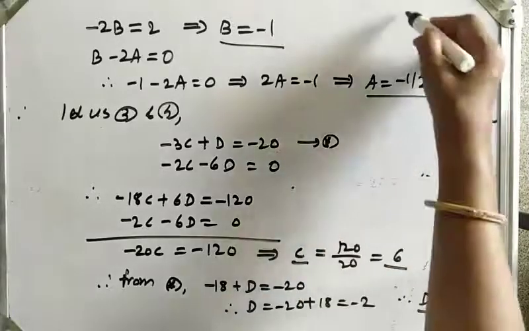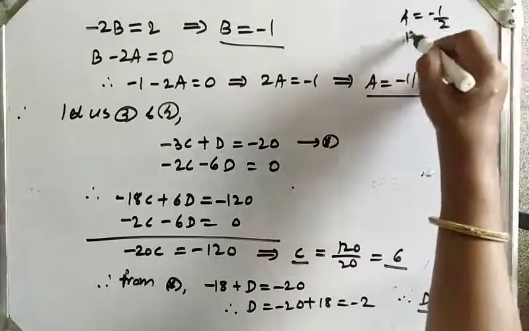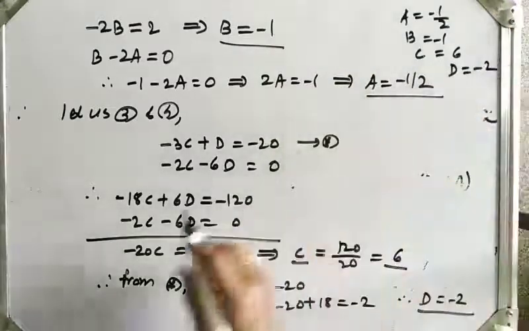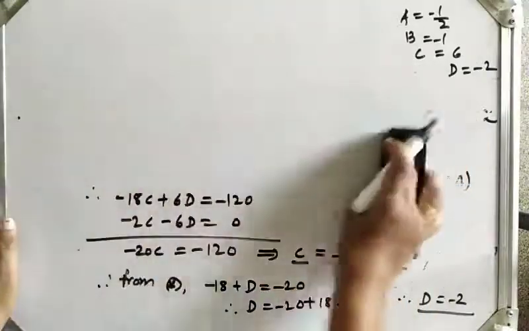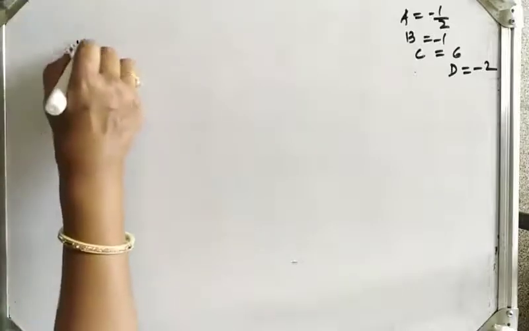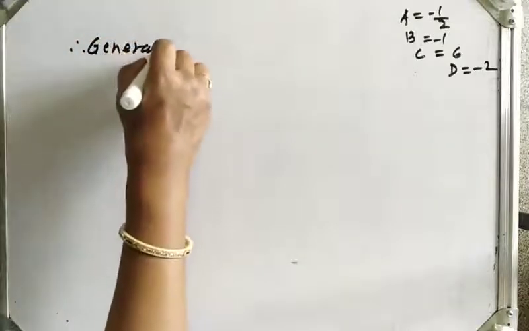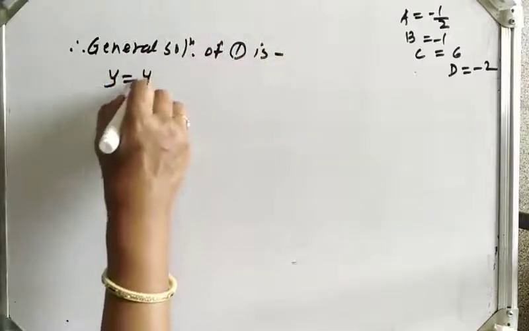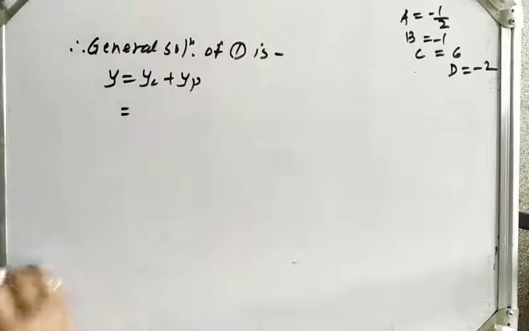Using these constants, a minus half, b minus 1, c is 6 and d minus 2. Now what we will do? In yp we will replace these constants. Therefore, general solution of 1 is, what is general solution? y is equal to yc plus yp. What was our yc? We have written yc.